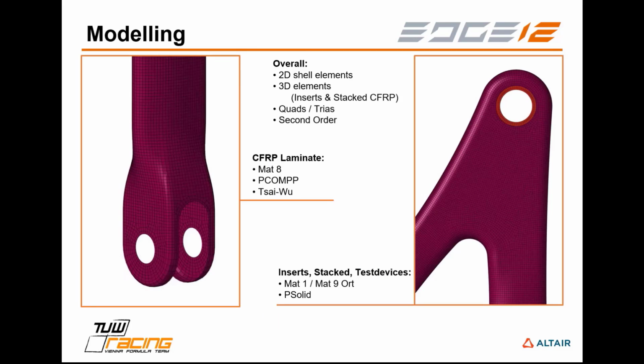Overall, for the modeling, we used a second order combination of quads and trias. For the laminate, we used the ply-based modeling approach, so the PCOMPP property with a MAT8 material card. And for the inserts and test devices, we used a three-dimensional mesh with a MAT1 material. The stacked areas of the wishbone, so the fully solid carbon fiber areas around the uniball where the ball joint sits, also use a three-dimensional mesh with a MAT9 orthotropic material card.